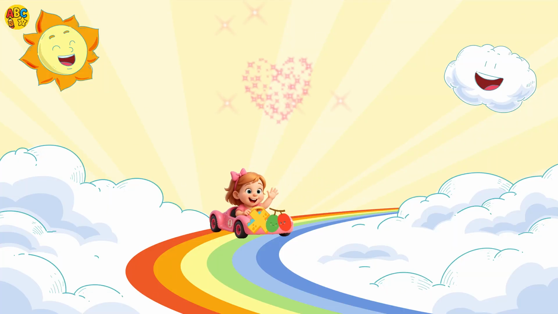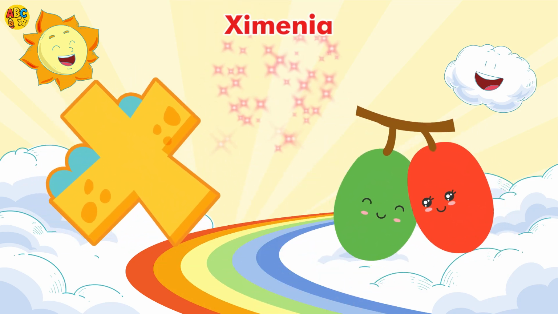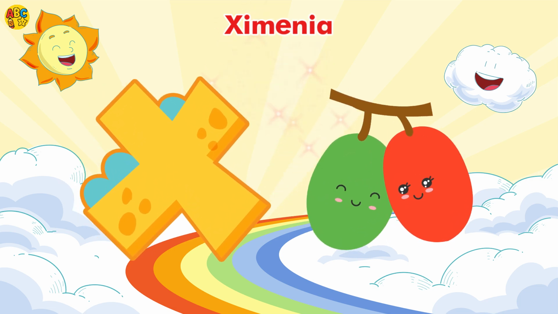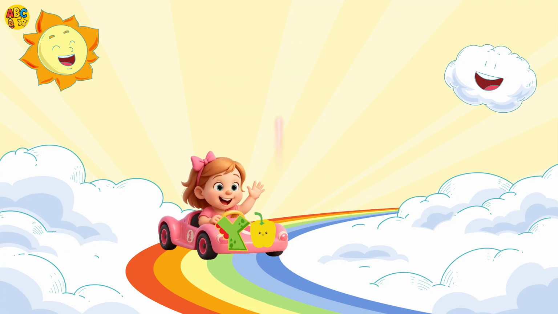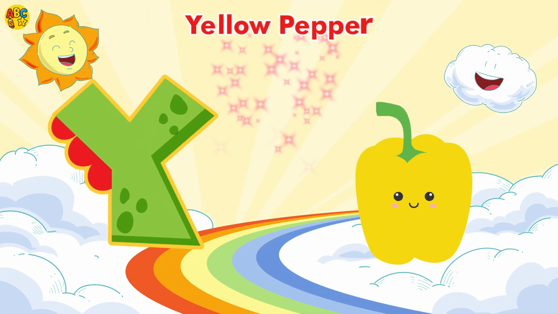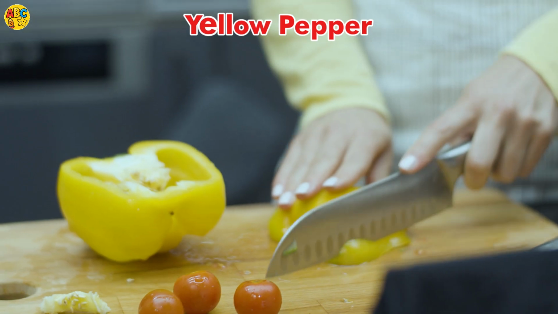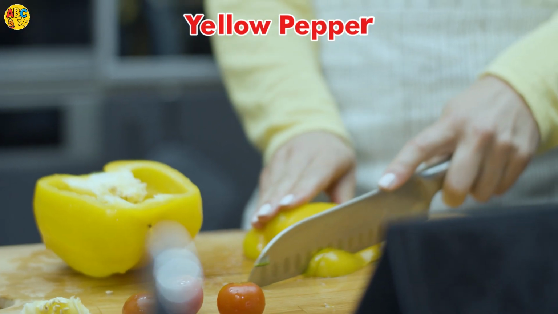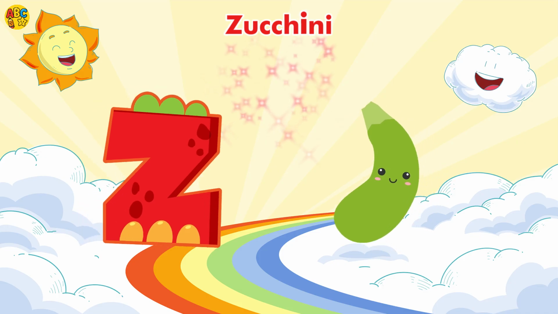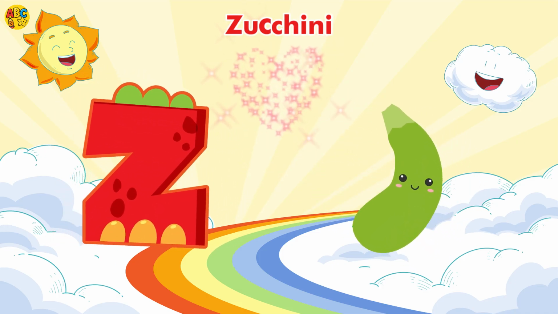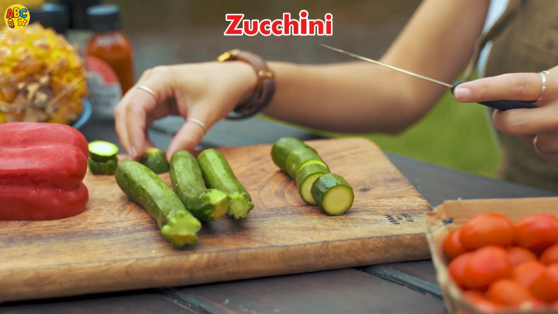Watermelon. X is for xigua, xigua. Tangy treat. X is for xigua, tangy treat. Mini. Y is for yellow pepper, yellow, yellow. Crunchy and bright. Y is for yellow pepper, crunchy and bright. Yellow pepper. Z is for zucchini, zucchini, zucchini. Long and green. Z is for zucchini, long and green. Zucchini.